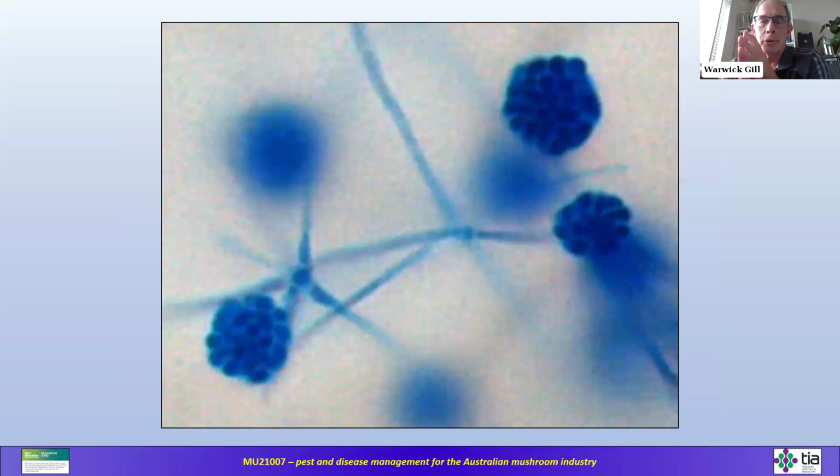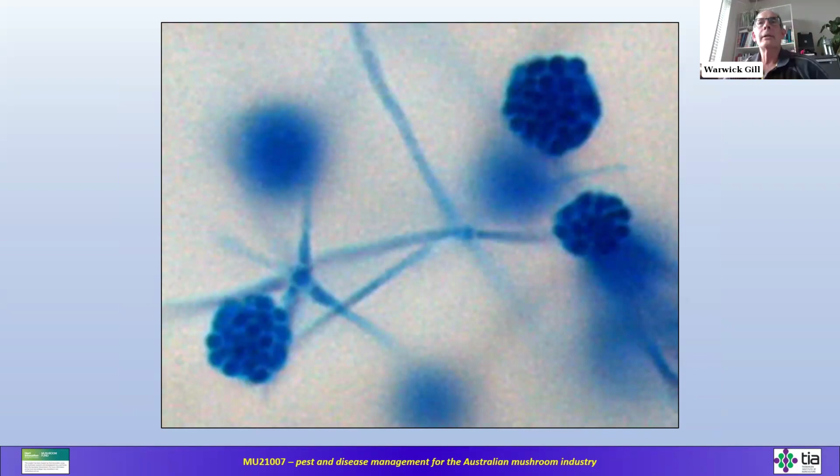The issue with dry bubble, again, as I've mentioned before, is that the spores are sticky and they occur in clumps, in a high number of spores and clumps, which stick to anything. So if a harvester touches a mushroom expressing dry bubble, they will pick up the spores and transfer them wherever they're going next.